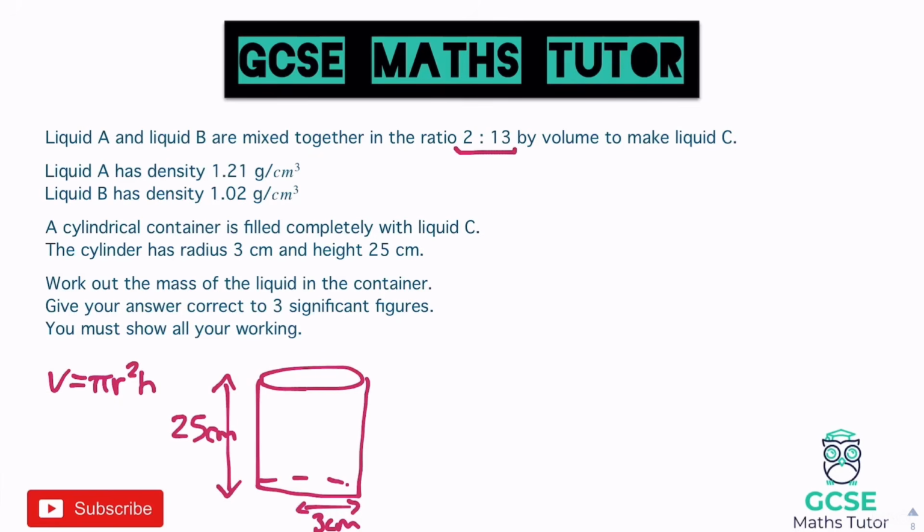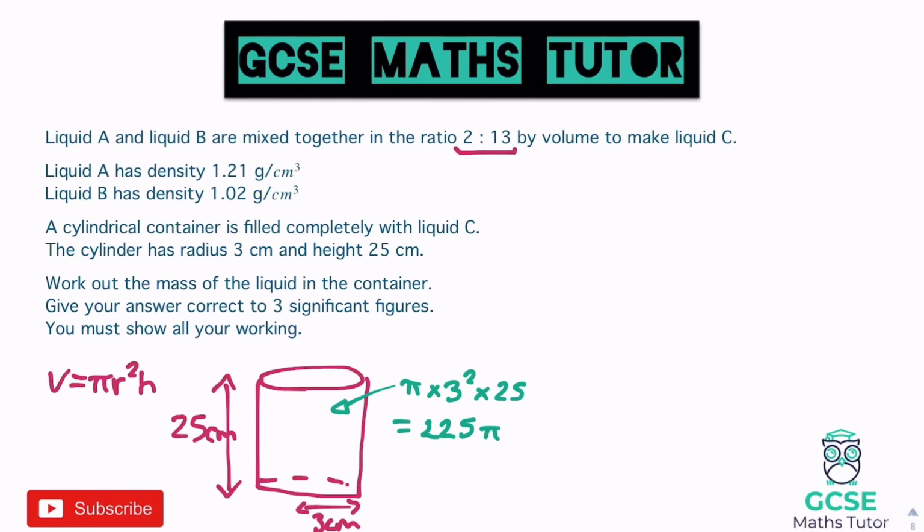Okay, so first things first, we need to work out the volume of this cylinder. We've already got the formula there. Volume is pi r squared times the height. So we've got pi times 3 squared times the height, which is 25, so pi times 3 squared times 25. There we go, and that gives us a volume, which comes out as 225 pi.